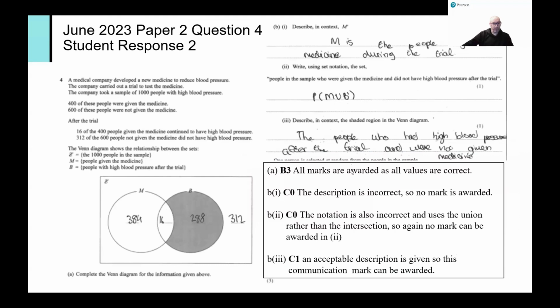Another response to the same question. So again, the Venn diagram is correct. Part B, they do not get the first mark because that is incorrect. For the second part, they decide to put a P for probability, so that's incorrect, so they cannot get that. It also uses the union rather than intersection. They've used an acceptable description, therefore they can have the mark for part C.